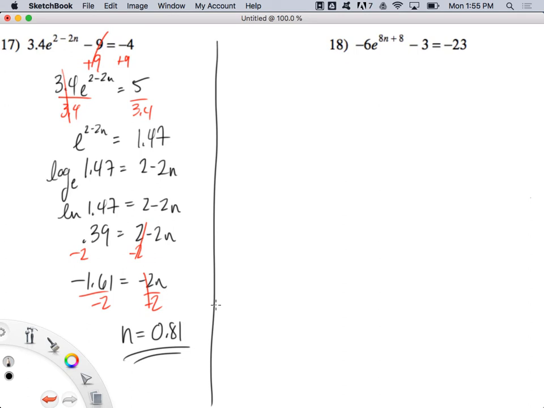When we're doing this, do you want us to round to the 10th or the 100th or the 1000th? Just use your judgment.